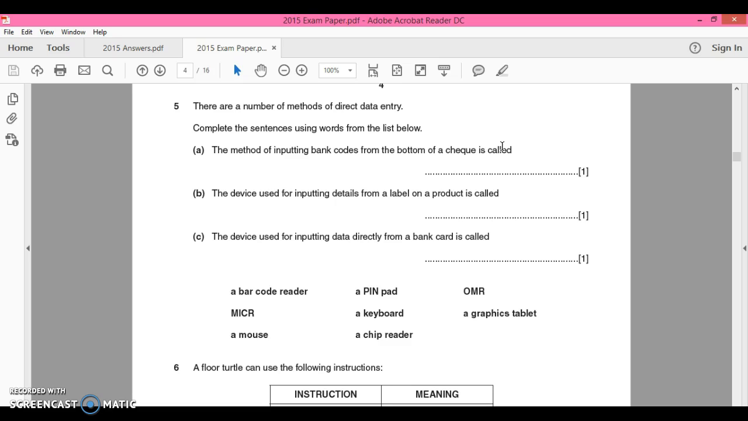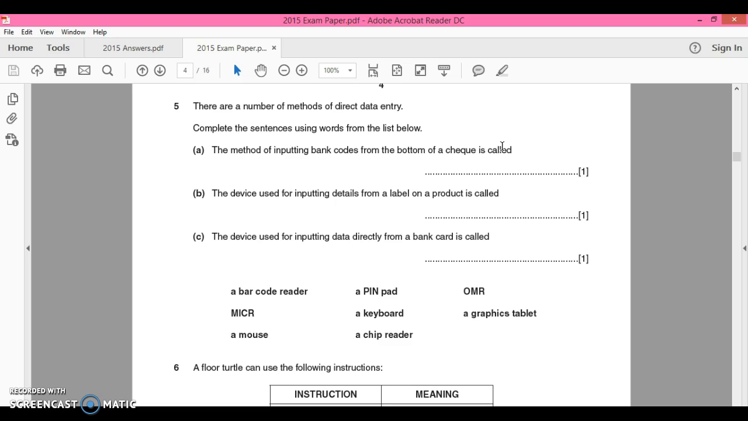So if you've done the 2016 paper, this should be easy for you. As you remember, we discussed that checks have ink at the bottom that has the check number, because checks come in a book. There may be 50 checks, so the number might be 00012, which means the 12th check in the book. Then it has the sort code of the person's bank account and their bank account number.